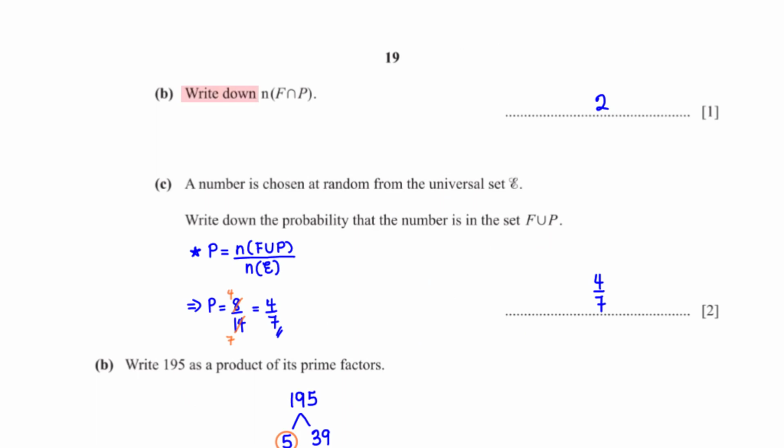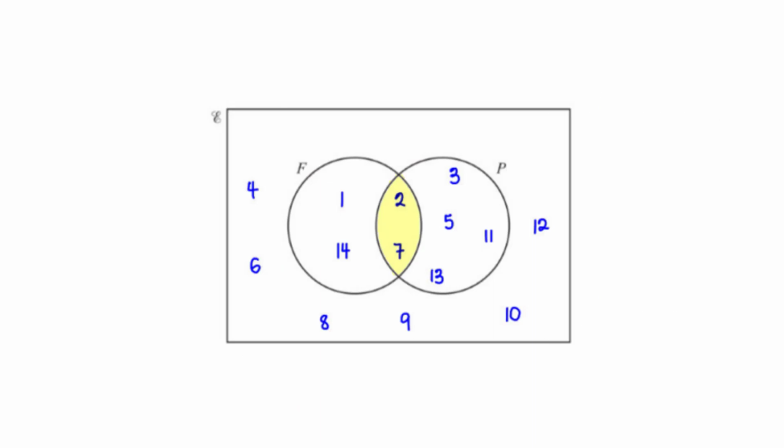Write down the number of elements in F intersection P. From the Venn diagram, we see that the number of elements in this region are 2 in total.